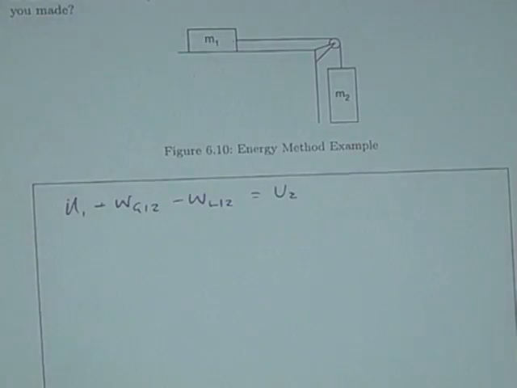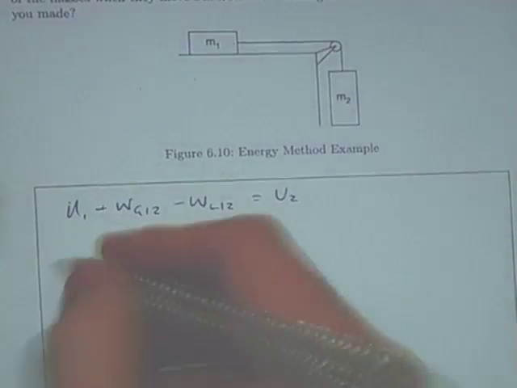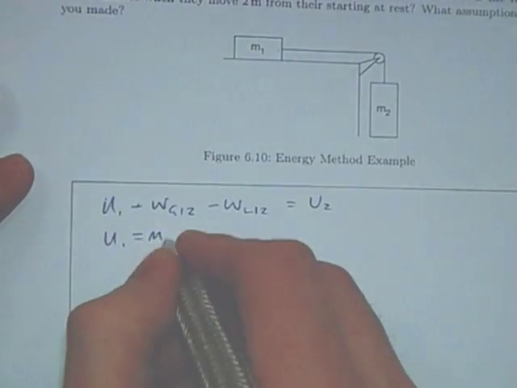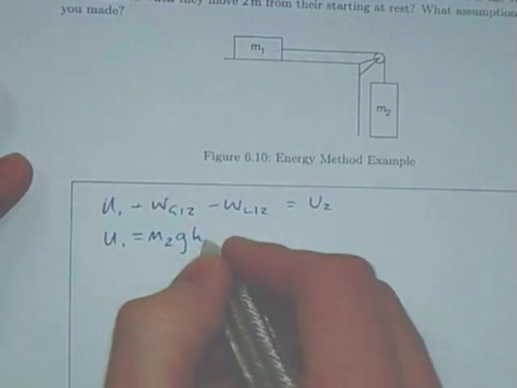What's the potential energy in the system at point 1? We've got a mass hanging down, m2, so m2 times g times h is the potential energy in the system. We know that the system starts at rest, so the kinetic energy is 0. U1 is m2 times g times h, the distance moved.